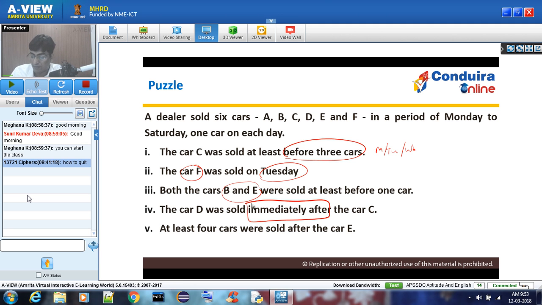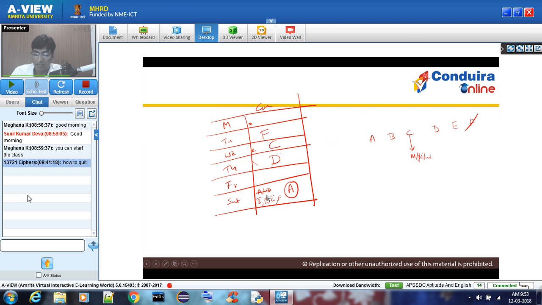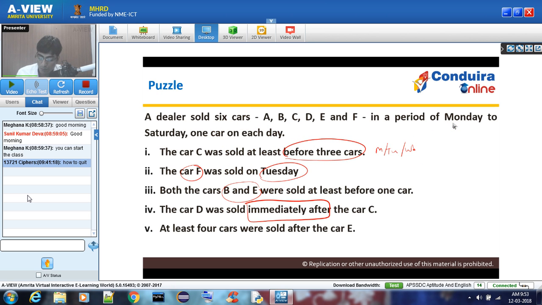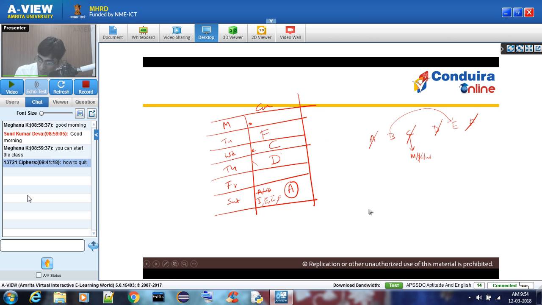Now that leaves us with quite a few cells completed. A is done, C is done, D and F are done. That leaves us with B and E. Now we have a statement saying at least 4 cars were sold after the car E. So E can't be in the last place here. E has to be in the beginning. So that means B should be here on Friday.